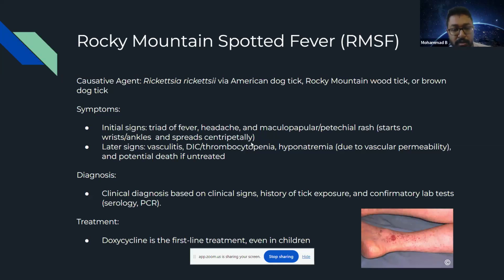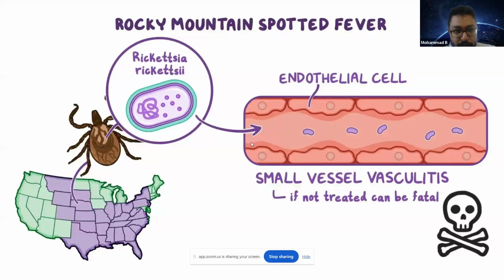Similarly, the diagnosis is clinical, and if we wanted to confirm the presence of Rickettsia rickettsii, we could perform a serology or PCR. And the treatment would still be doxycycline, even in children. So this is a small illustration. It just shows you how it will affect the endothelial cells, and it's pretty much a small vessel vasculitis.